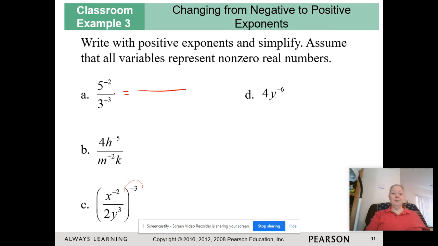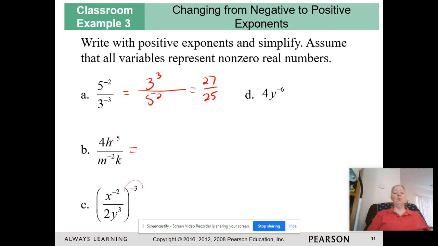All right, so we've got 3 to the negative 3. That does have to move to the numerator, and 5 to the negative 2 has to go to the denominator. Notice my exponents become positive. 27 over 25. Okay, so we have negative exponents.